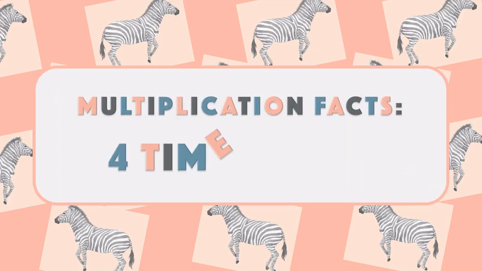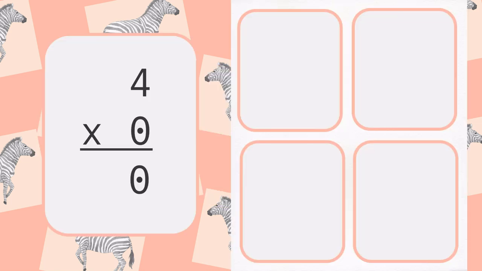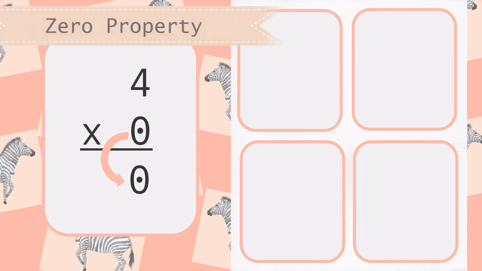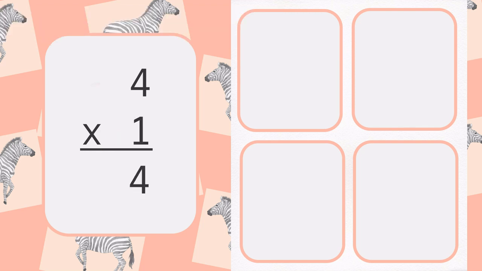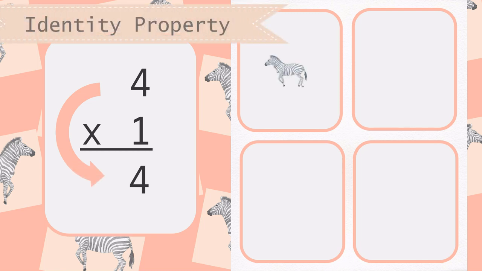Multiplication facts. 4 times table. 4 times 0 is equal to 0. The zero property states that any number multiplied by 0 is 0. 4 times 1 is equal to 4. The identity property states that any number multiplied by 1 is that number.